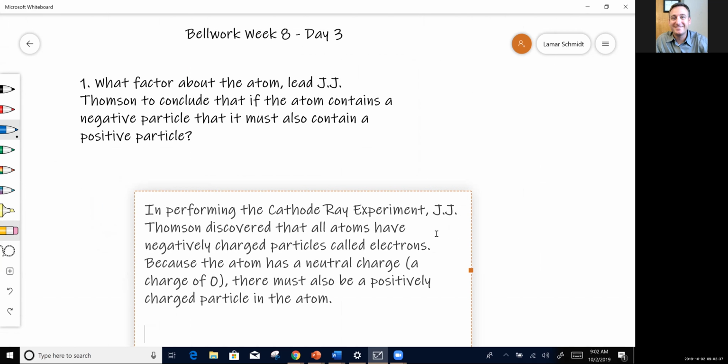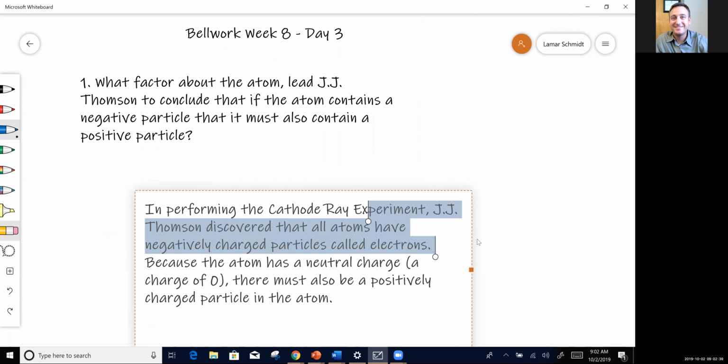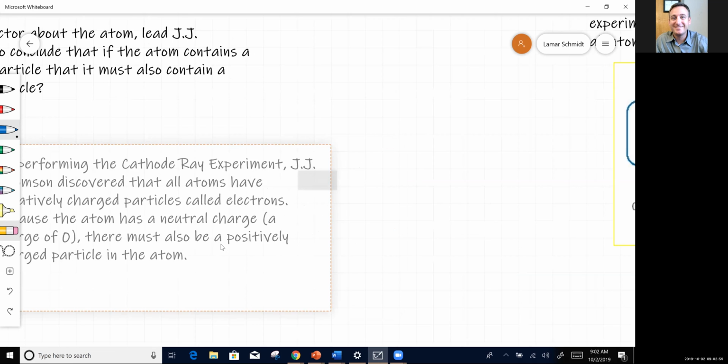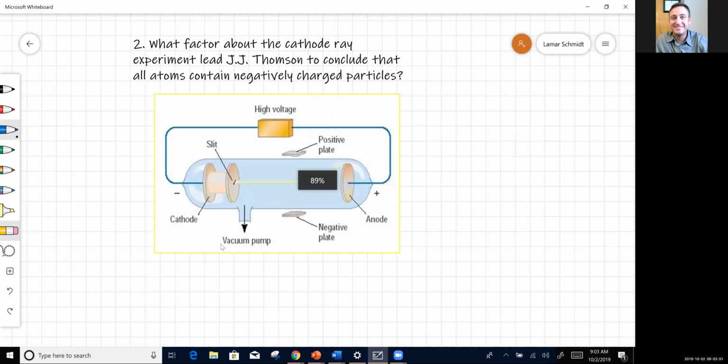All right, performing the cathode ray experiment, J.J. Thomson discovered that all atoms have negatively charged particles called electrons. Because the atom has a neutral charge, or a charge of 0, there must also be a positively charged particle in the atom. So that's how you would answer that. I want you to put that in your own words. Your response should not be identical to mine, but it should have the same components.